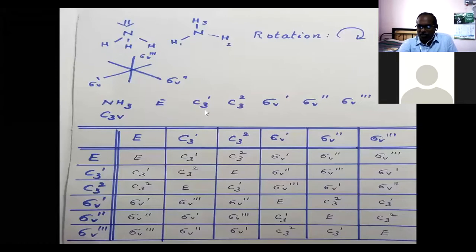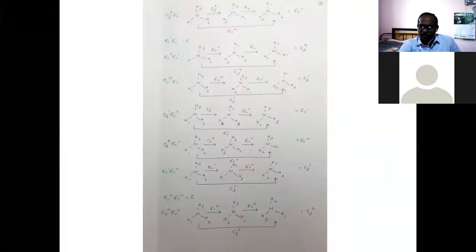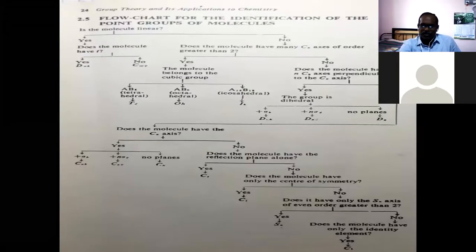So this is what we have done in the previous class. In the previous class, we constructed the multiplication table for symmetry operations. So this is the flow chart for identification of the point group of molecules. So you take a molecule, watch very carefully, because every line I have to explain, otherwise you will not understand.